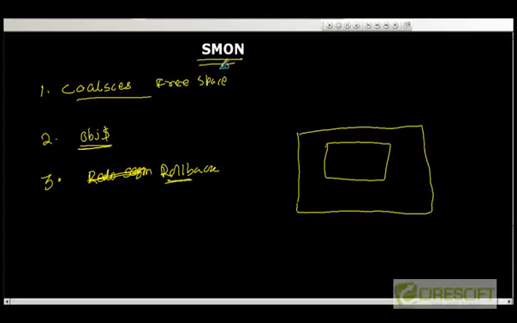Okay, so these are a couple of things that SMON provides, these three things. Maybe there are a lot more, and whenever you need them, you might need to go and read the book, so that you will understand what other things SMON can do.